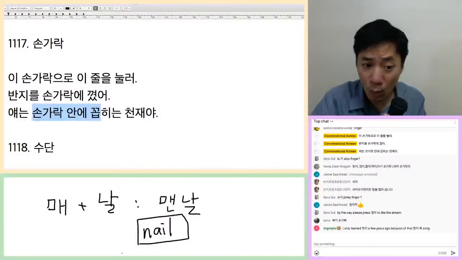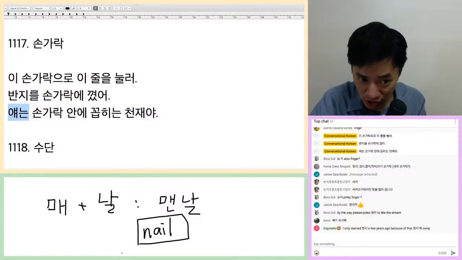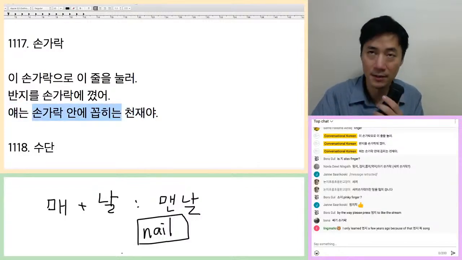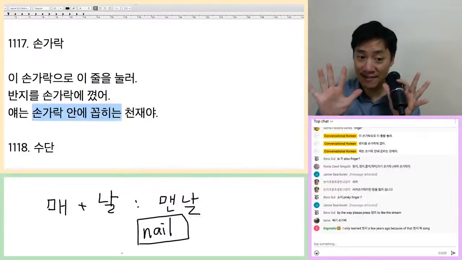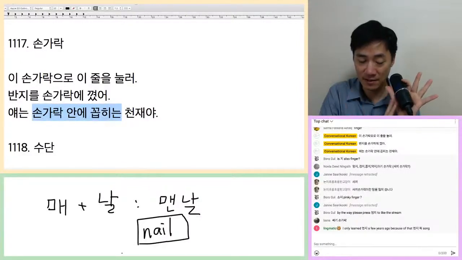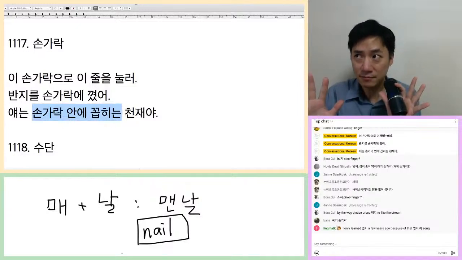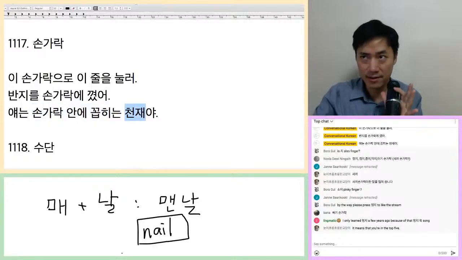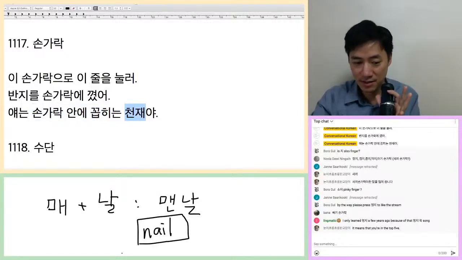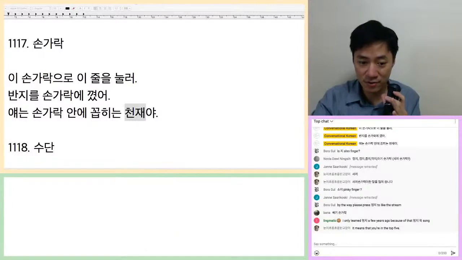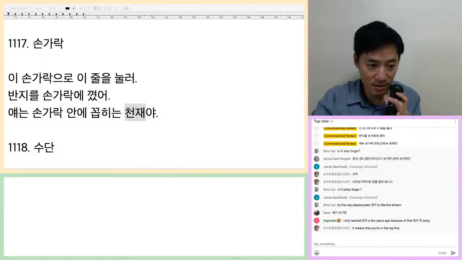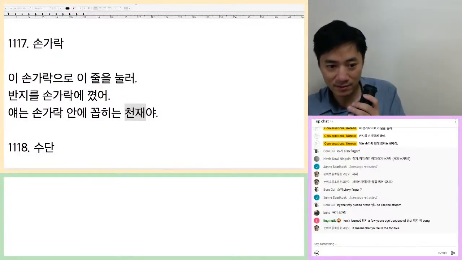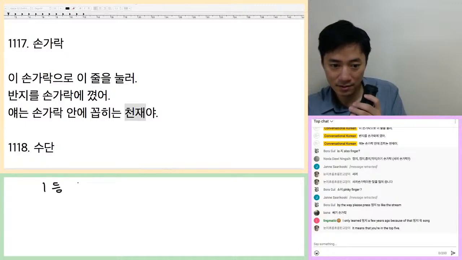And this one, 손가락 안에 꼽히다. Okay, he is genius. Like this kind of genius. It means we have total 10 fingers, right? 5 in this side, 5 in the other side. It's like there are many people, or there are many genius. 천재 means genius. There are many geniuses, but if you rank every genius from number 1 to number 10, like 1등, 1위, to 10등.